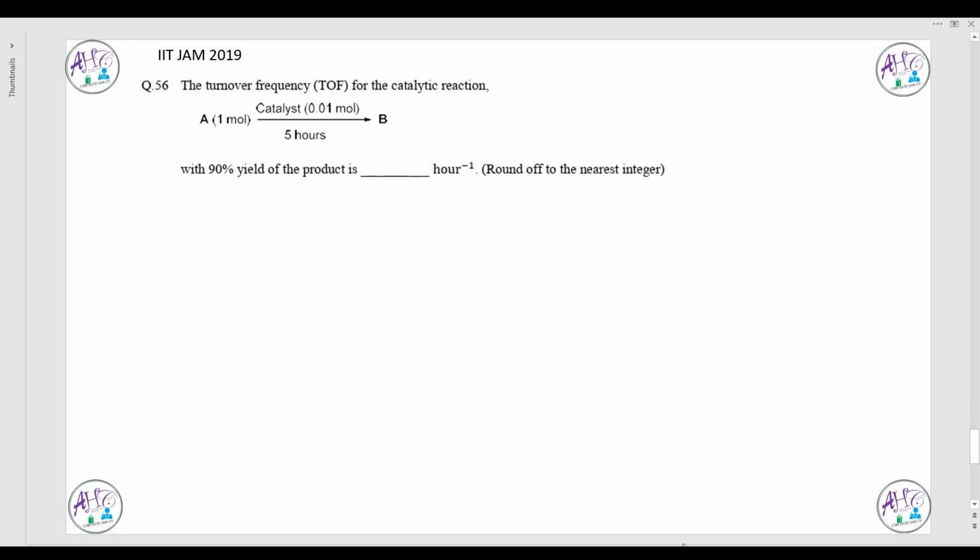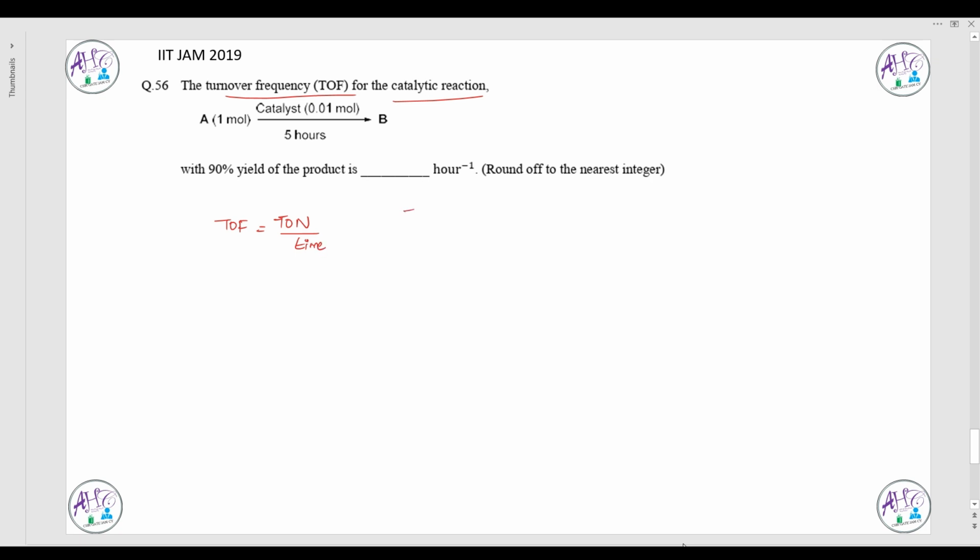Next question. So இங்க என்ன கேட்டிருக்காங்கன்னா, the turnover frequency for the catalytic reactions வந்து கேட்டிருக்காங்க. ஓகே, ஸோ இங்கே வந்து உங்களோட கேட்டலிஸ்டோட turnover frequency வந்து கேட்டிருக்காங்க. And then they have given a reaction. First, turnover frequency ஓட formula என்ன? So turnover frequency is equal to your turnover number by time period, time of the reaction.